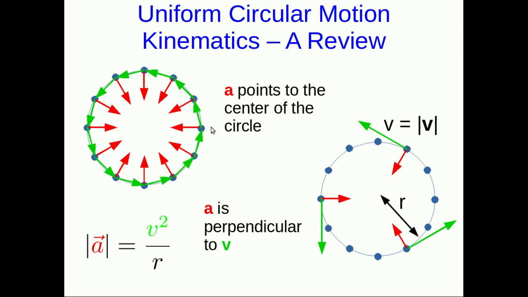Since the velocity vector is tangent to the path that the thing is following, that means the velocity and the acceleration are always perpendicular. And we saw that the magnitude of the acceleration vector is a constant, and it turns out to be v squared over r, where v here is the speed.